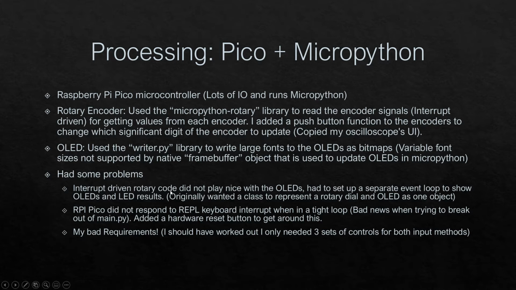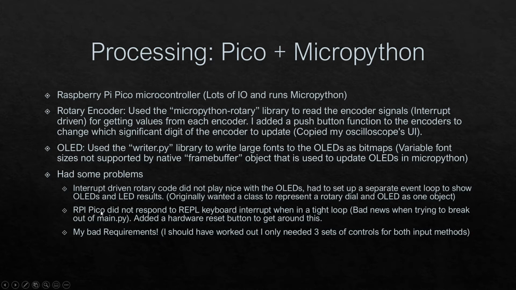The actual rotary encoder code is interrupt driven, so as you turn the rotary encoder, it sends interrupts that update the code. I wanted to make one class that incorporated the OLEDs and the rotary controllers, but for some reason I couldn't get them both working together. It seemed like the OLEDs didn't like working with something that was interrupt driven under the hood, so those 2 libraries didn't mix nicely. So I actually changed it into an event loop to show the input values that were in the rotary encoders on the OLEDs.